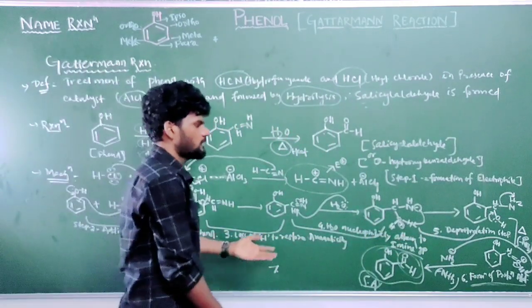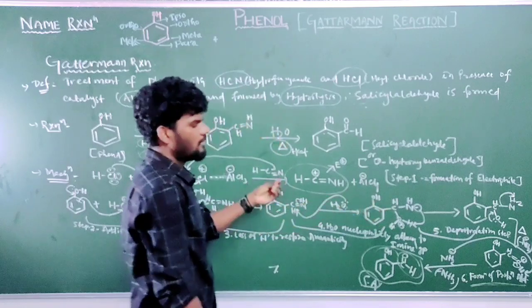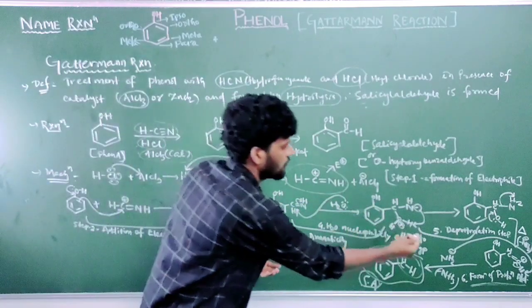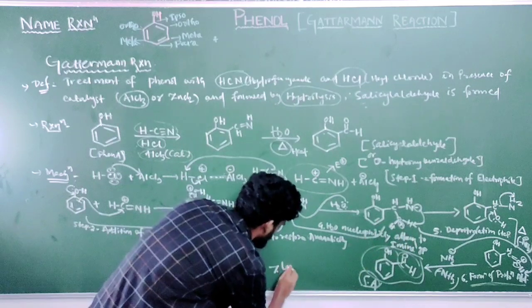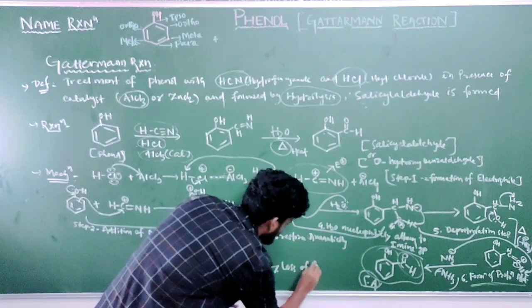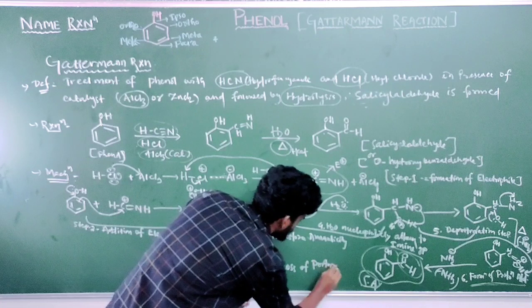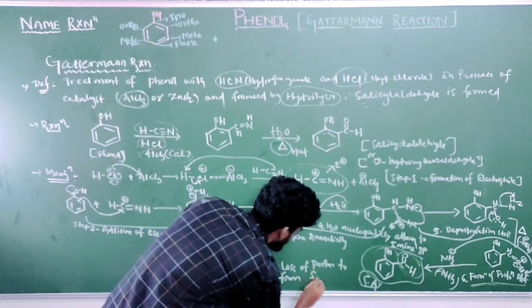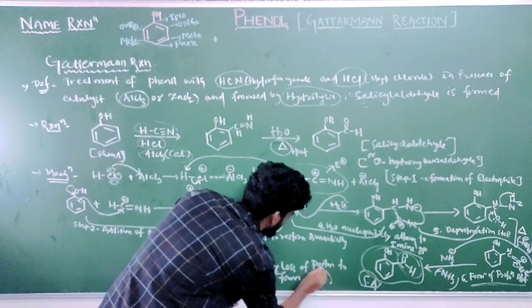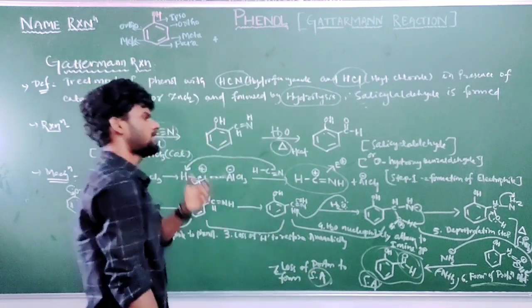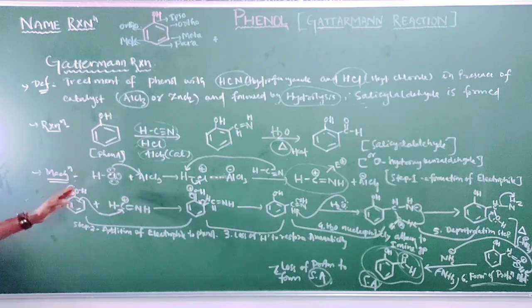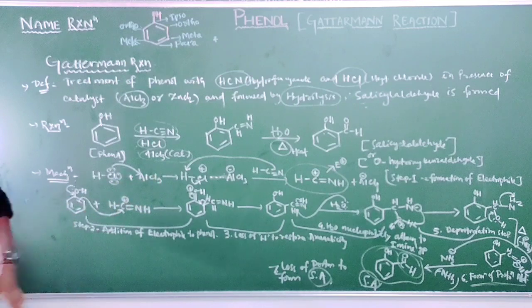So what is there in the reaction? You can write it in your own language. Loss of proton to form salicylaldehyde, SA for salicylaldehyde. So these are the 7 steps by which phenol gets converted into salicylaldehyde.